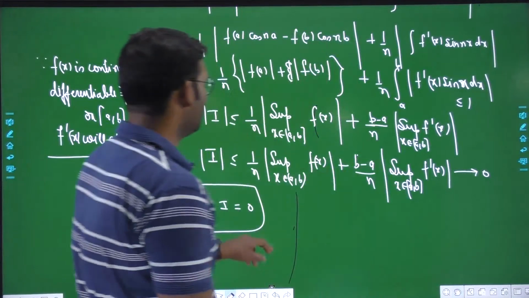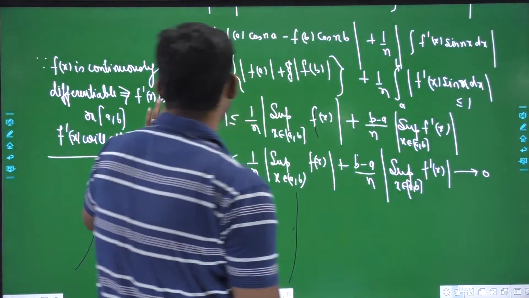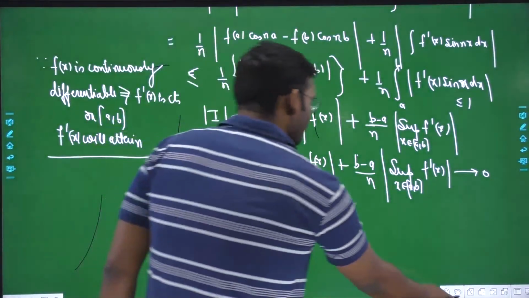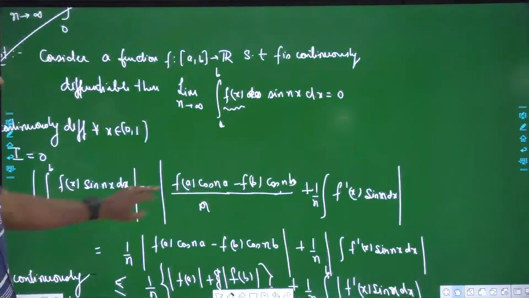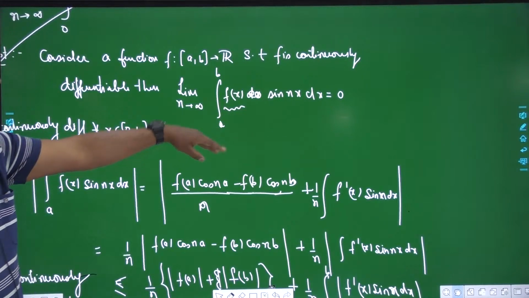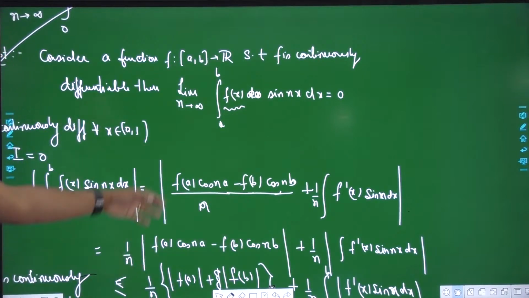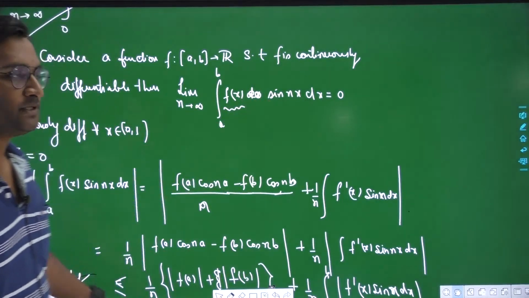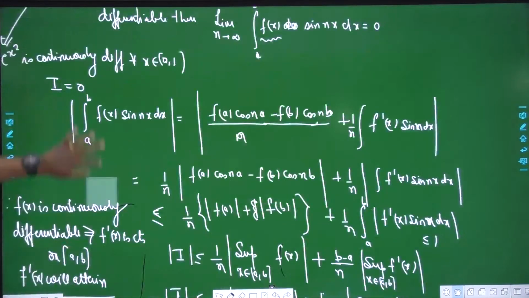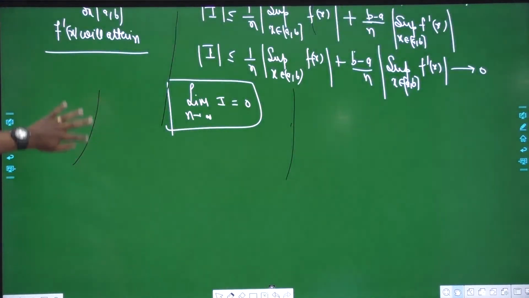Whenever you are supplied with a continuously differentiable function fx, it is multiplied with sin nx, and you are supposed to integrate it over a to b, and if you find the limit n tends to infinity, the answer will come out to be equal to 0. Please do remember this particular theorem. So accordingly, your answer should be equal to 0.